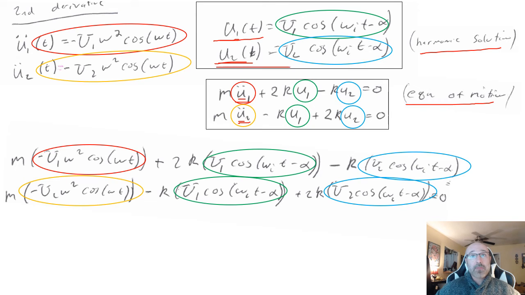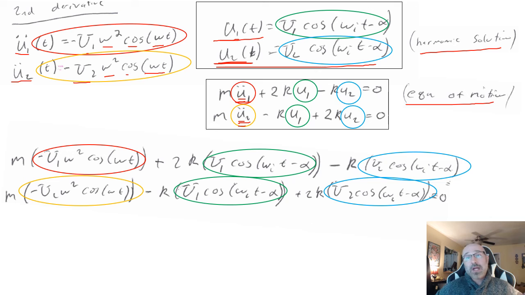I've rewritten my harmonic solution up here. I've taken the second time derivative of our harmonic solution for u1, so u1 double dot of t is equal to negative U1 times omega squared times the cosine of omega t. I do the same thing for u2 of t, so u2 double dot of t is equal to negative U2 times omega squared times the cosine of omega t. Now we have values for u1 double dot and u2 double dot that we can plug into our equations of motion here and here.